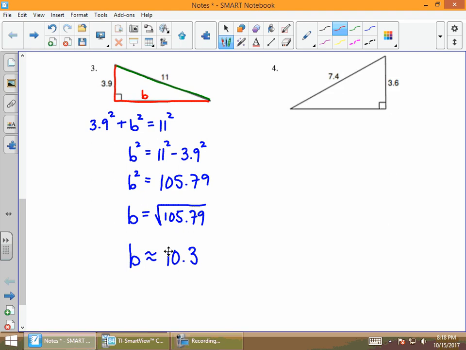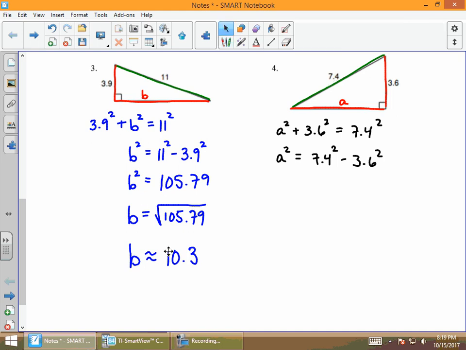All right, if I identify the legs first, here is the first leg and the second leg. So my 2 legs in this case are a and 3.6. My hypotenuse is 7.4. That's going to be my longest side. So here we go. a squared plus 3.6 squared has to equal 7.4 squared. So that means a squared is going to be 7.4 squared minus 3.6 squared.